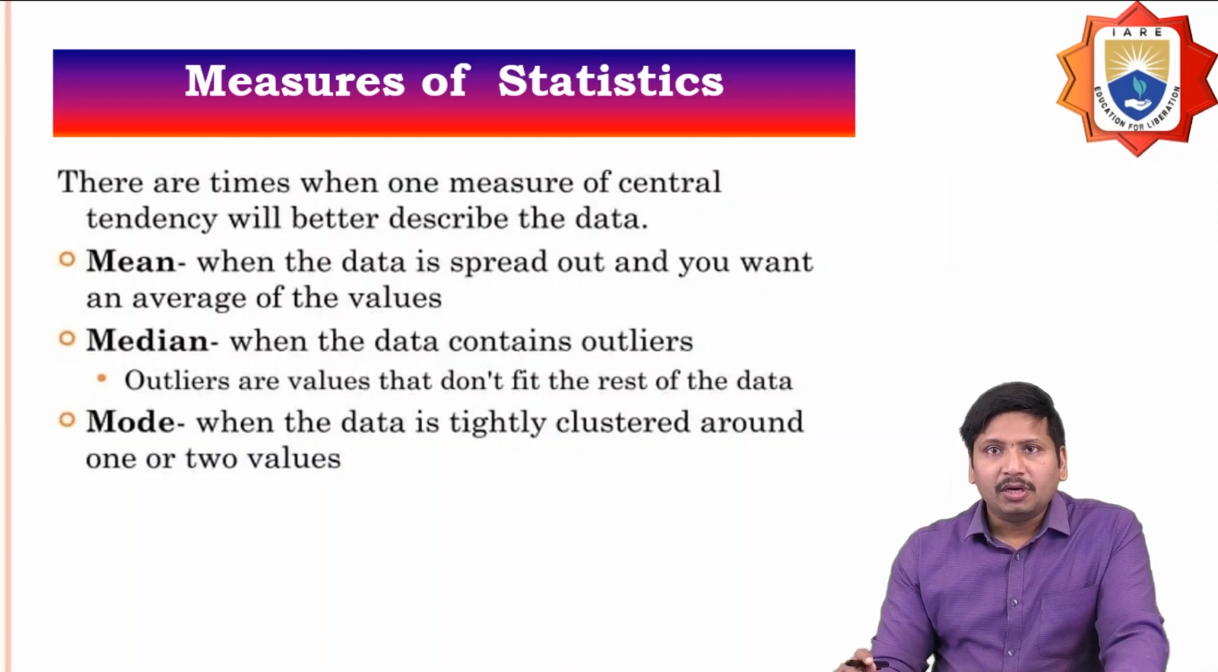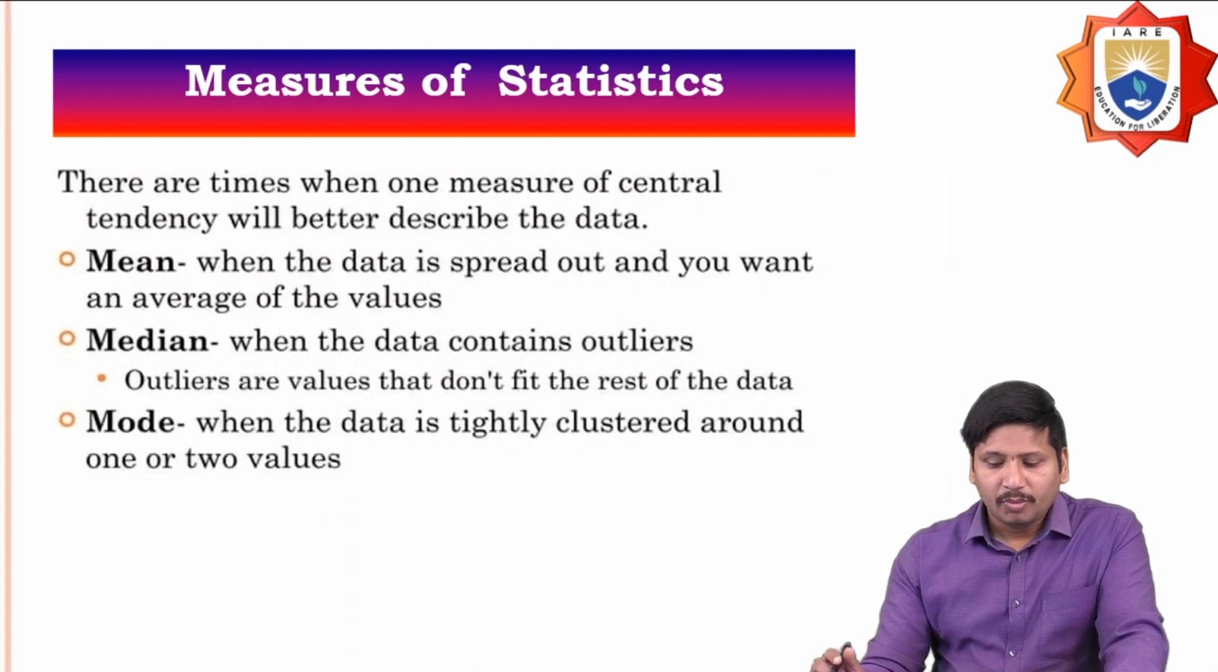There may be times where some measures of central tendency will be better at describing the data. So when I apply the mean, median, and mode, the mean is used when the data is spread out and we want to calculate the average of those values. The median is used where the data contains outliers.